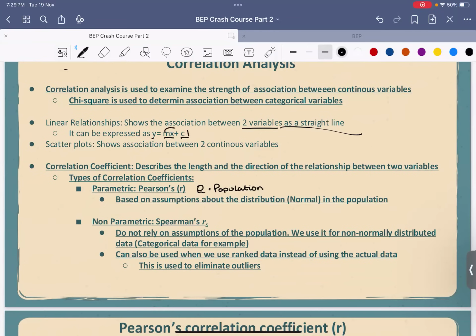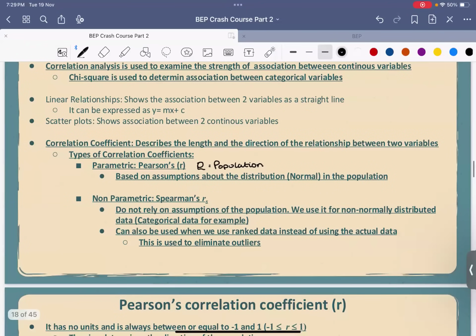M is the slope of the line, but this doesn't really matter. Scatter plots, okay, this is important, show the association between two continuous variables. Just like we explained, smoke pack per year with the prevalence of lung cancer, for example. So this is shown by scatter plots.